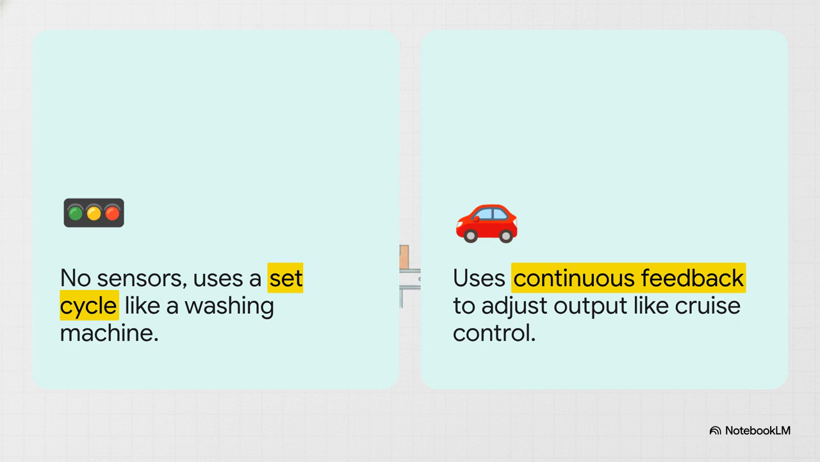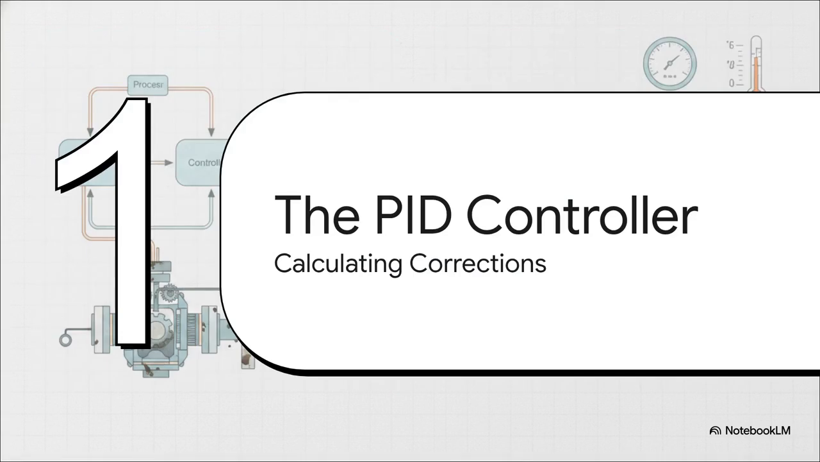Closed-loop systems, on the other hand, are smart. Take the cruise control in your car, for instance. It uses continuous sensor feedback to monitor your actual speed, and then it physically adjusts the engine throttle in real time to match your desired set point. Which brings us to section 3, inside the PID controller.